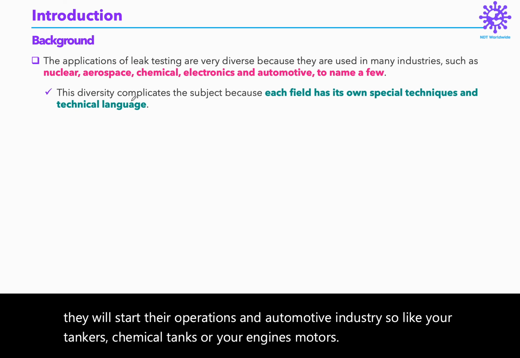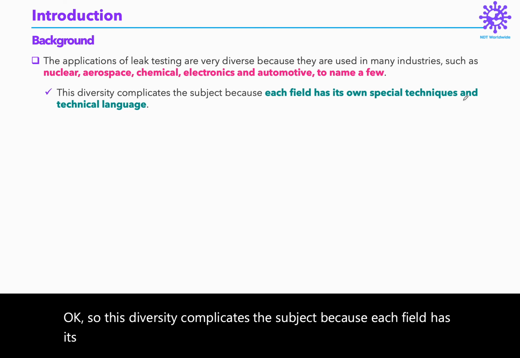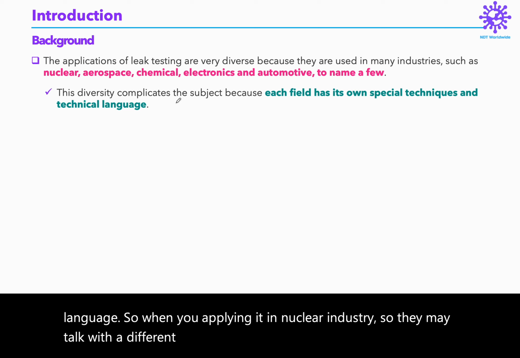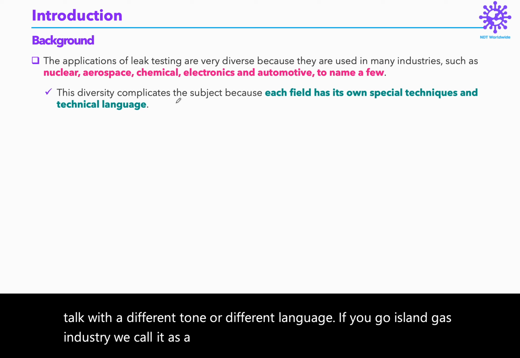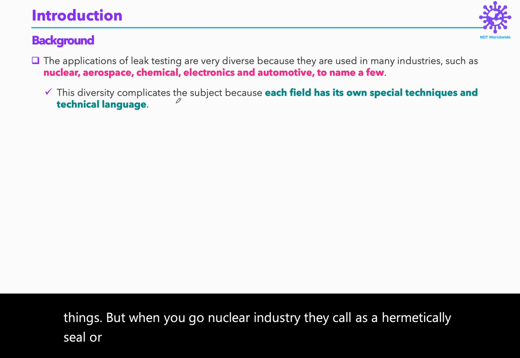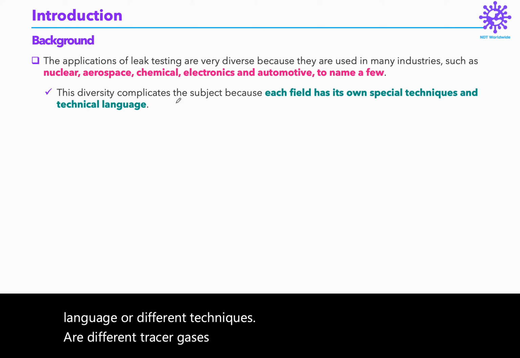Okay, so this diversity complicates the subject because each field has its own applications, special techniques, and a special technical language. When you apply it in the nuclear industry, they may talk with a different tone or different language. If you go to the oil and gas industry, we call it hydro testing, pressure testing, and other things. But when you go to the nuclear industry, they call it a hermetically sealed or leak proof system. So they may use different language, different techniques, different tracer gases, different equipment, different sensitivities.